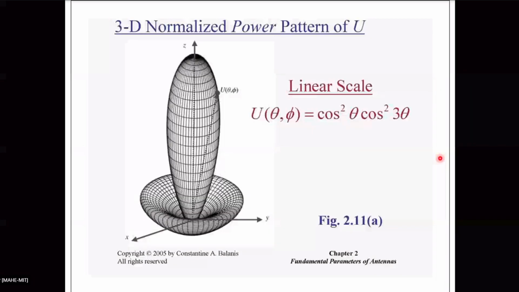Now here is an example that has been given. U of theta phi is equal to cos squared theta into cos squared 3 theta. The pattern is like this. It is not E, it is U of theta phi. It is not an electric field pattern, it is a power pattern. Can you agree with me? U is a power pattern. U is not an amplitude pattern.